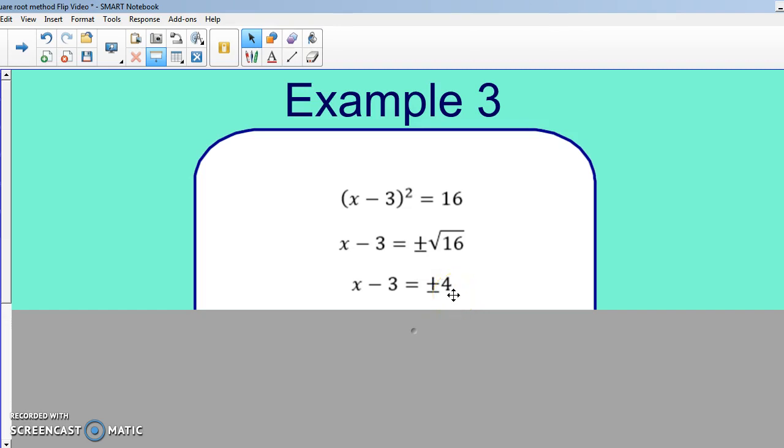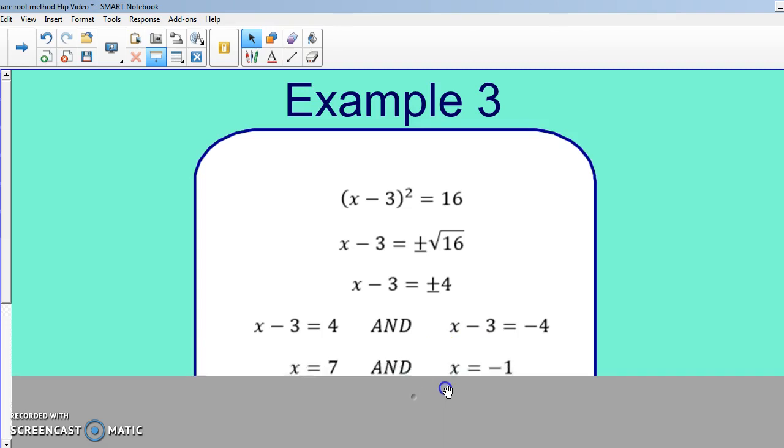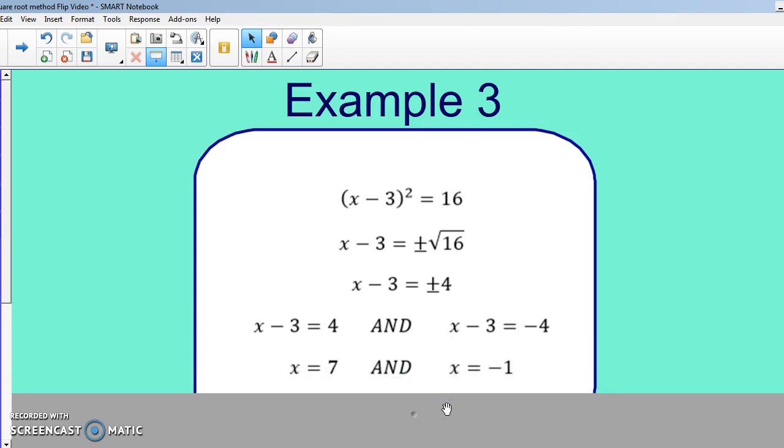Now, when we were doing the quadratic formula and we had the plus or minus, remember we rewrote the problem. We wrote it once with the plus and once with the minus. We're going to do the same thing here. So in your notes, you want to write x minus 3 equals 4 and x minus 3 equals negative 4. Once you have both of those, you can add 3 to both sides and solve for the x. Then the same thing over here: add 3 to both sides and solve for the x. When you do that, you should get x equals 7 and x equals negative 1.